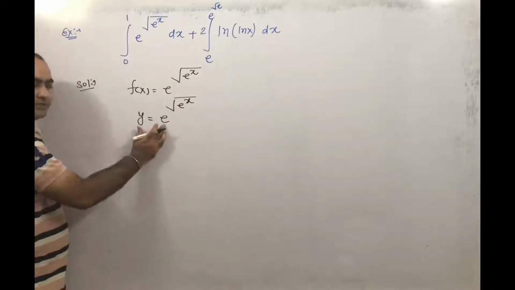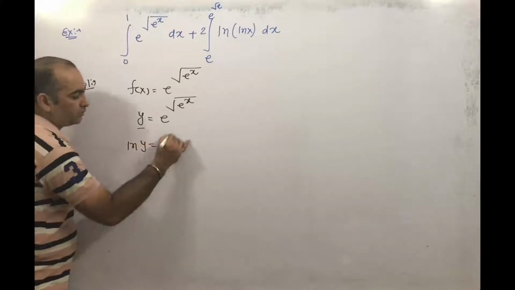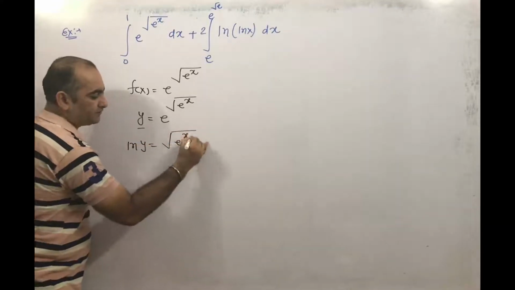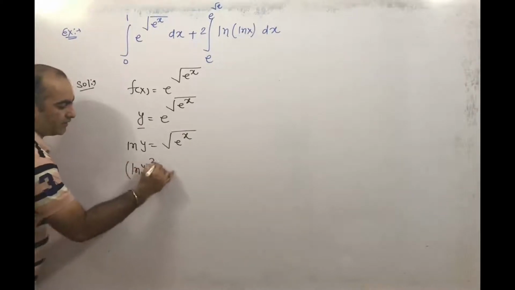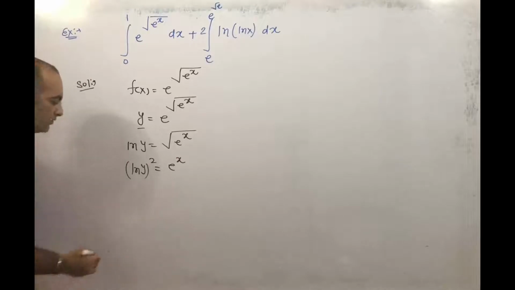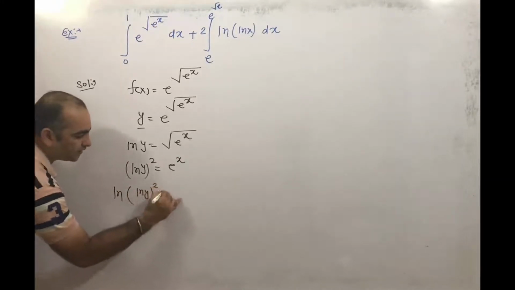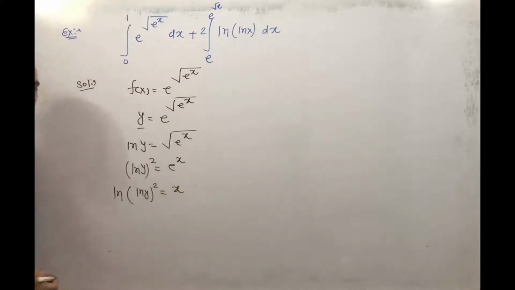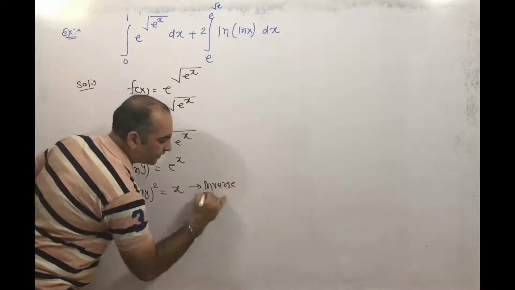Here first we will take log. So ln y equals root over e power x. Then we will square: ln y whole square equals e power x. Then again we will take log. So ln of (ln y whole square) equals x will come. So this is your inverse.